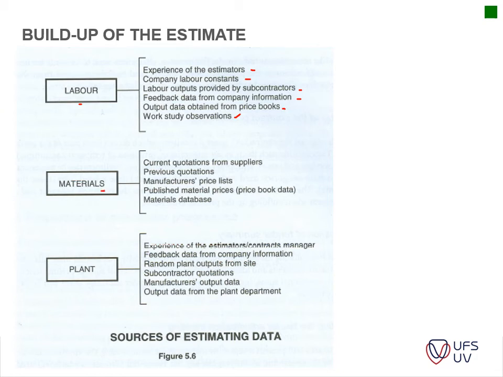Then you've got your materials: your current quotations from suppliers and your previous quotations. If you've done a tender beforehand or you're currently busy with a project, you can use those rates on your tender again. Then manufacturing price lists. You can get a lot of information from a price list of suppliers. Published material prices on the internet, you can get quite a lot of information these days if you need to do an estimate, although it's quite risky because most of the prices on the internet are usually special rates, and not necessarily the actual rate whenever you are going to buy that material. So it's best to get actual quotations from suppliers.